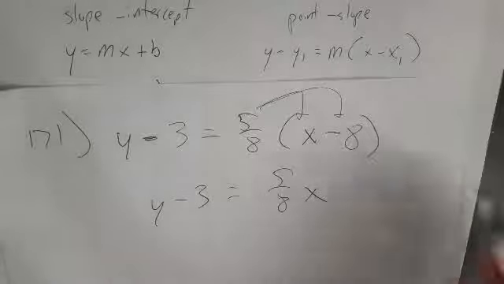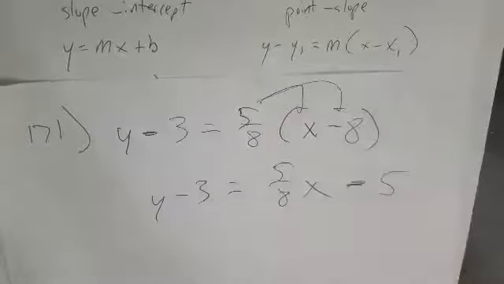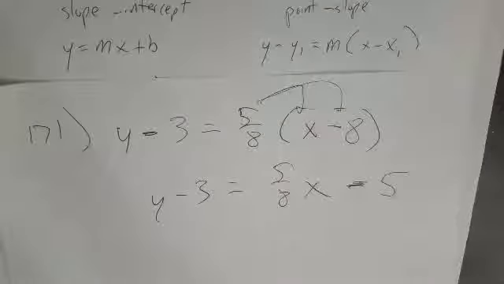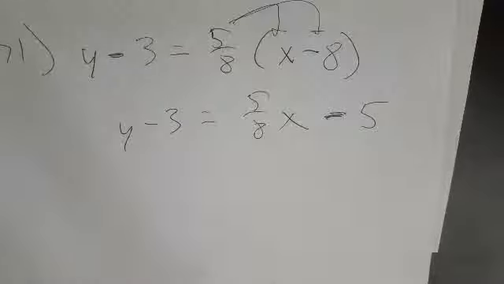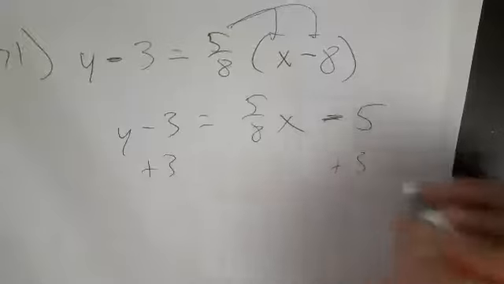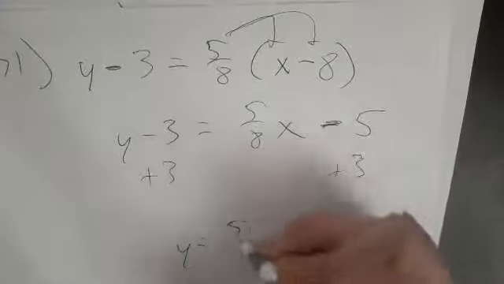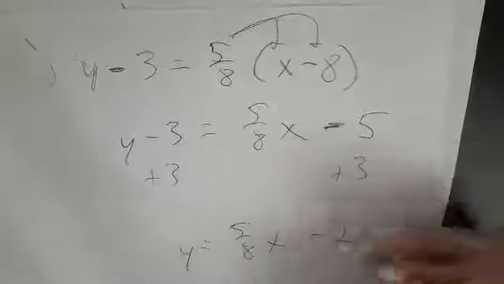+5. This is a negative and a positive. It should be overall negative, right? Minus, and we do divided by 8, multiply by 8, 5. Yeah, that's it. And one last thing, if we want to solve for y, add 3 to both sides. Add 3 to both sides. So y equals what? 5/8 x minus 2.